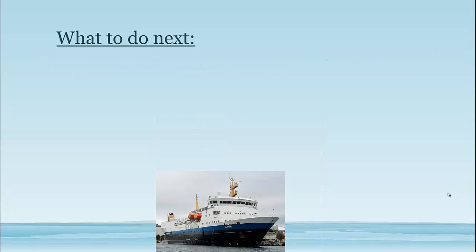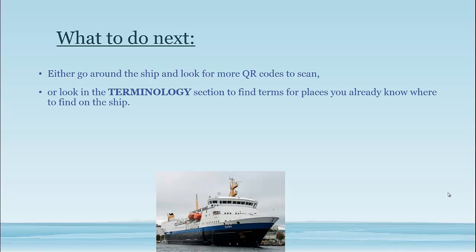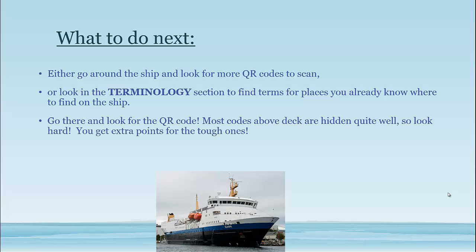Okay, so what to do next? Well, you can either go around the ship and look for more QR codes to scan, but easier still is to go to the terminology section of the app and find terms for places you already know where to find on the ship. For example, do you know where the captain's cabin is? Do you know where the bridge is? Great, well then you go there and you look for the QR code.